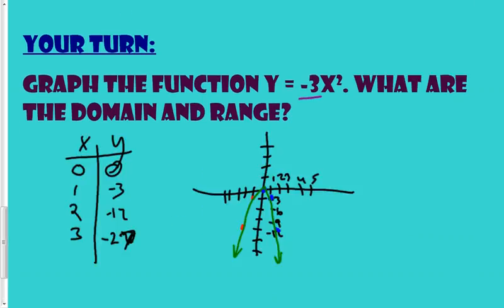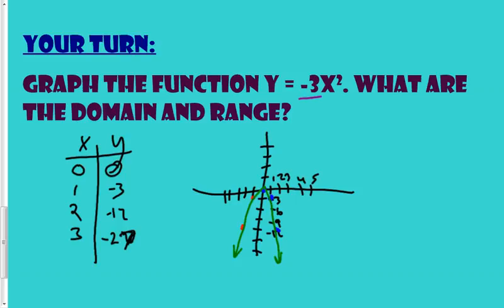All right, so here's what I did. I plugged in 0, 1, 2, and 3 for the x values and found the y values to be 0, negative 3, negative 12, and negative 27. So you can see they get farther and farther apart as you go up. So I just graphed the first three, actually.